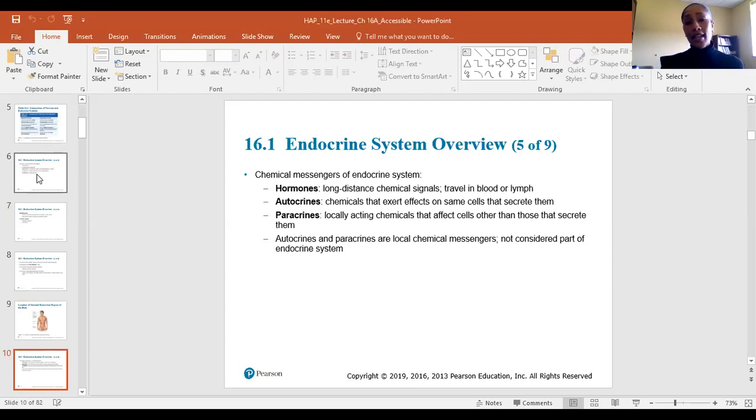If you are a paracrine, you are a chemical that will act locally to affect cells that are surrounding you. So I'm a paracrine chemical, so I'm a cell that's going to excrete out this chemical, and then that chemical will have an effect on surrounding cells. It won't have an effect on me, but it will have an effect on surrounding cells. Autocrines and paracrines are local chemical messengers, but they are not considered necessarily a part of the endocrine system because they are not hormones. But depending on who you're talking to, they might be considered to be associated with the system, just not a part of it.